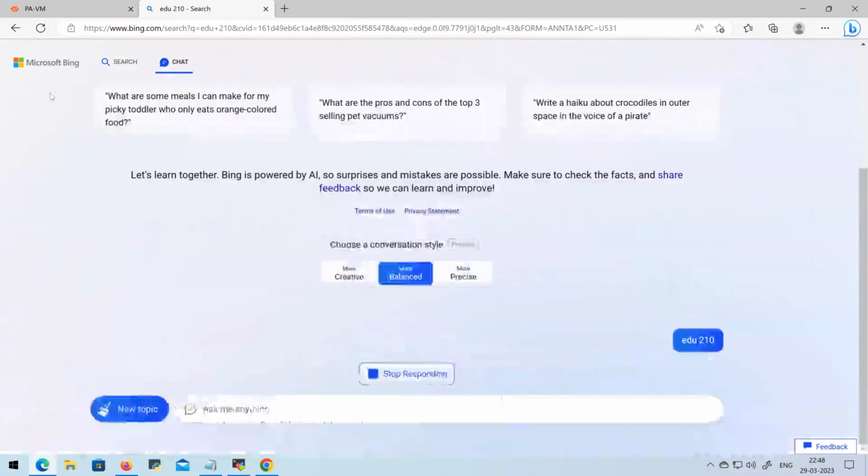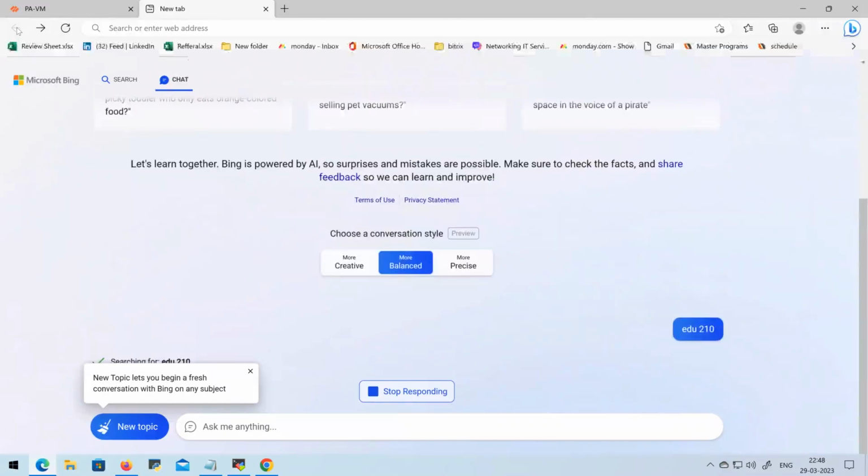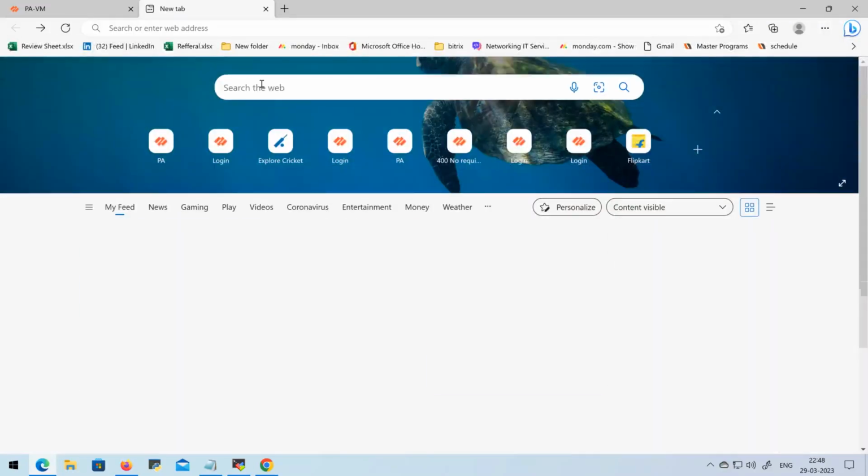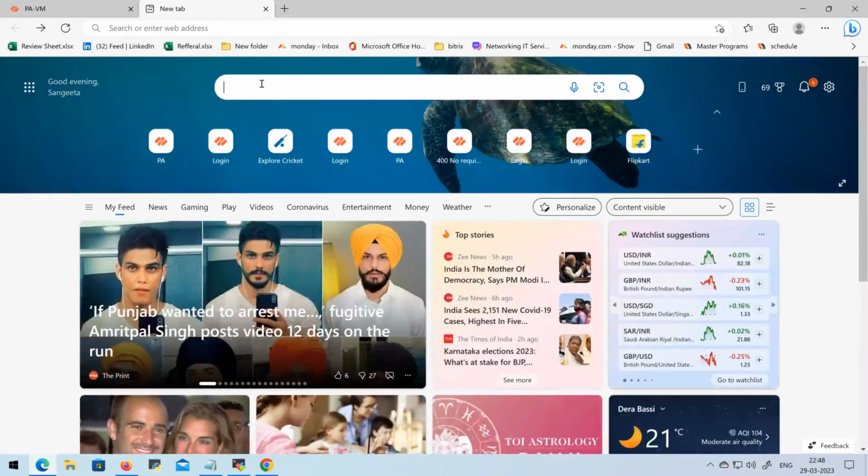Wow. You see, ChatGPT is available now in Bing.